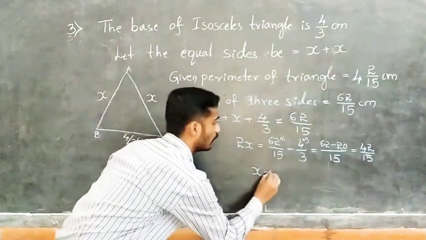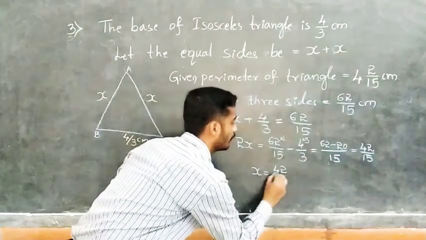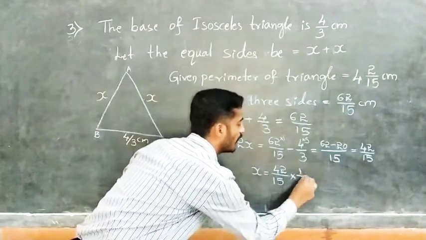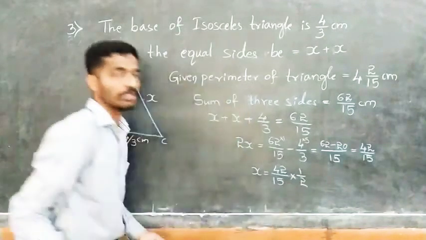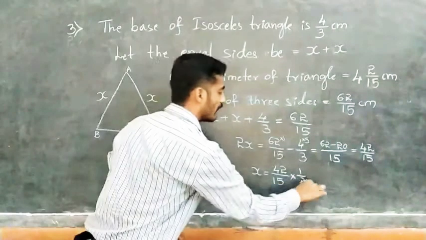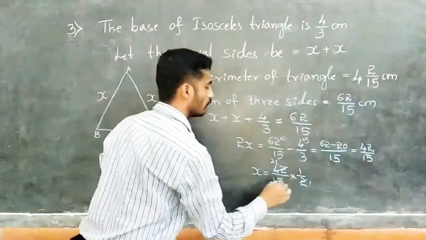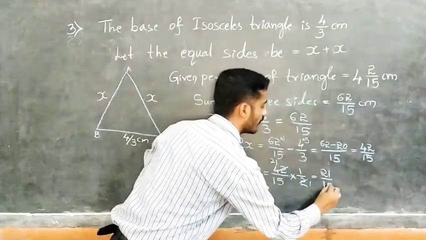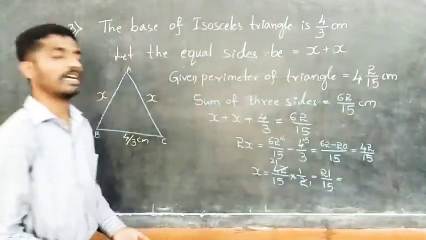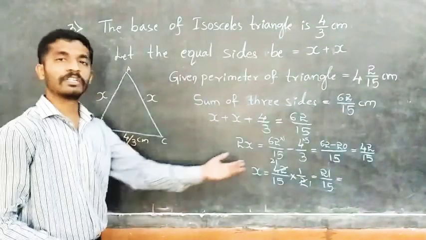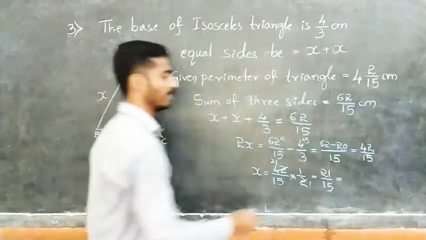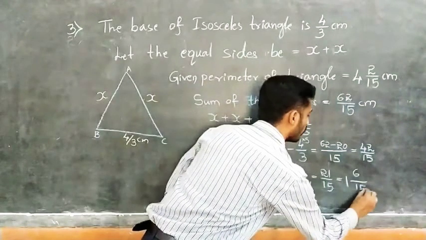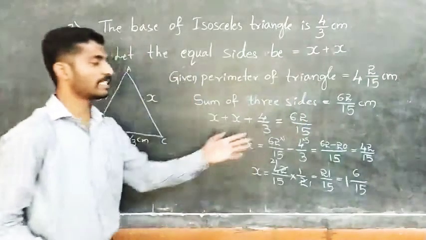So x equals 42 by 15 into 1 by 2, or else you can write here into 2 also. So 2 ones are 2, 2s are 2 ones are... So here we will get 21 by 15, which is an improper fraction. So make it into a mixed fraction. 15 ones are 15, remaining 6 by 15. See here, 6 by 15.